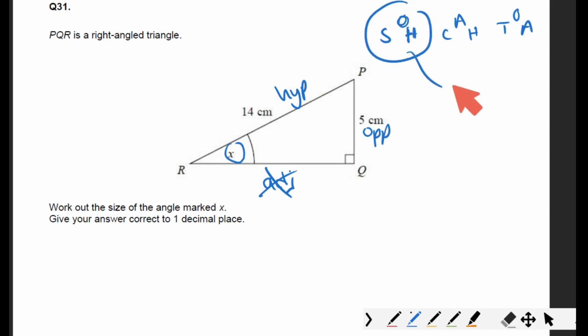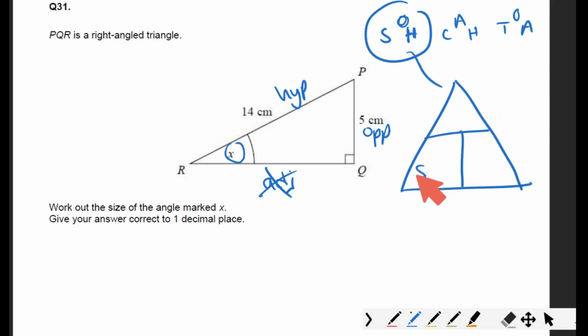The first triangle. Right, make that bigger. Sin, angle, opposite. Opposite is 5 centimeters. Hypotenuse is 14. So now, look what I do now. I'm going to copy what I've got in the triangle right here. Look, sin X is equal to, well, it's opposite divided by hypotenuse.